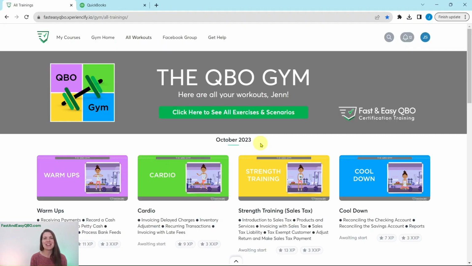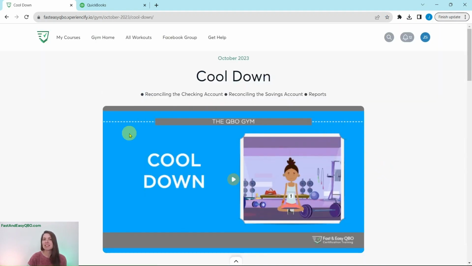All right, here we are in the QBO gym. And the QBO gym is a place where we have numerous exercises that simulate real life scenarios that you may encounter as a bookkeeper. Every single month, we come out with new exercises and we break it down for you into 4 different sections. So today we are going to be working in the October cooldown section.